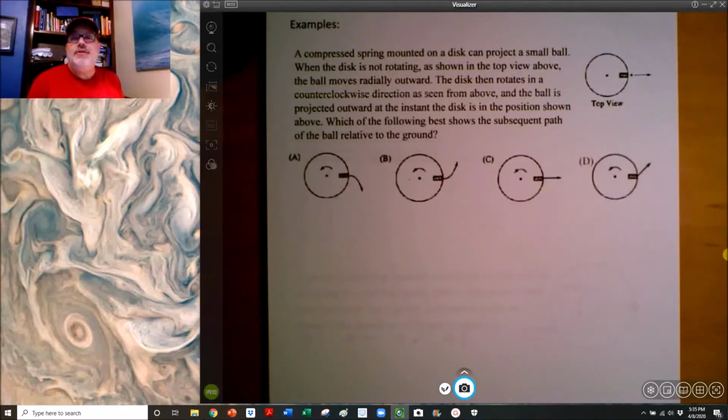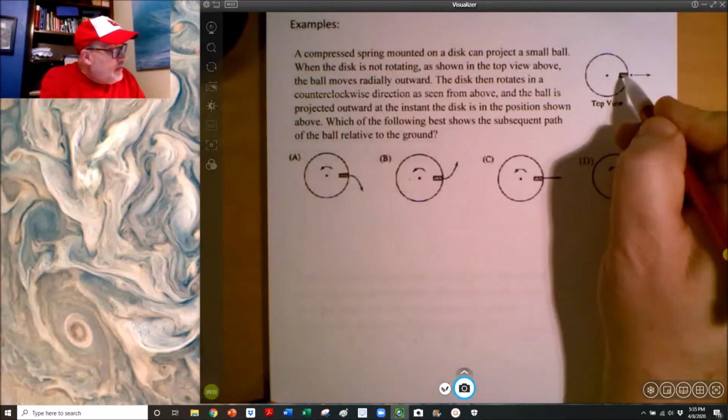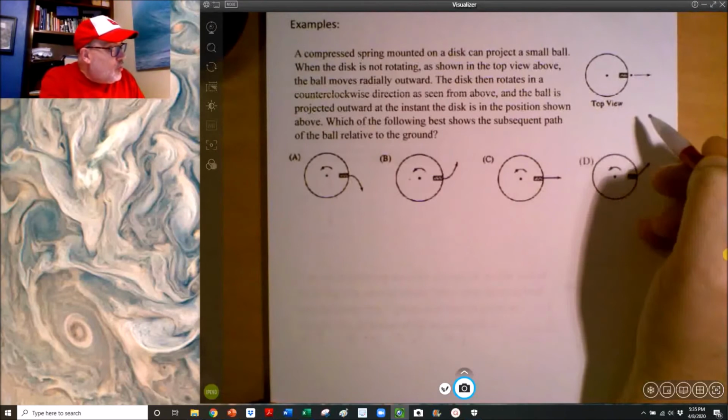It says a compressed spring mounted on a disc can project a small ball when the disc is not rotating, as shown in the top view above, actually to the right. The ball moves radially outward. Okay, so here we are. It's sitting still, and this little spring in here launches the ball outward.